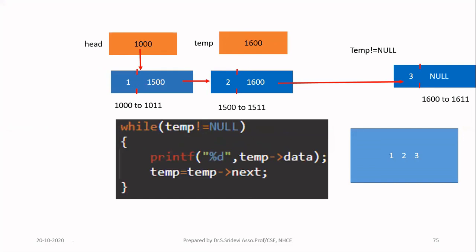Suppose I am searching for 5. Okay, first I will check with 1, no match, 2, no match, 3, no match. Now, what I will do, after reaching 3, if you check here, we have null in the next field.